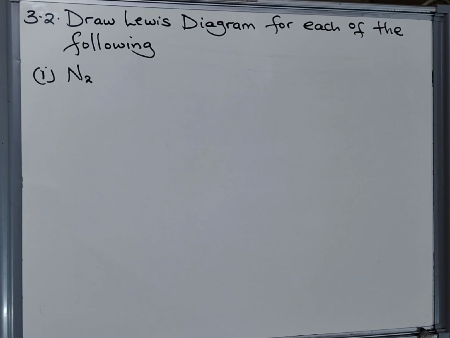And here comes the question. It says, draw Lewis diagram for each of the following. And the first one is nitrogen. How do we deal with this one?